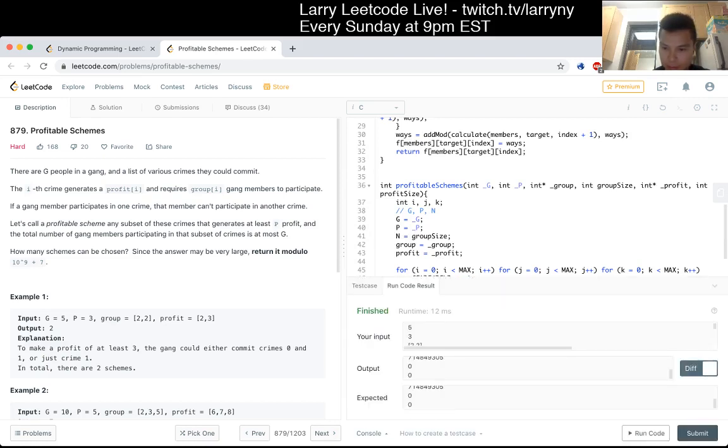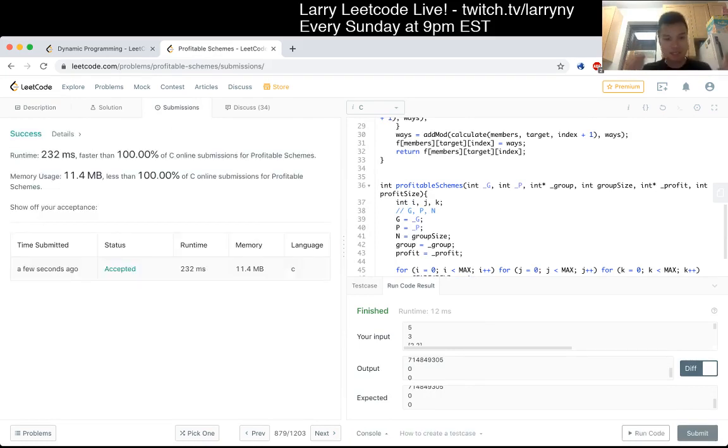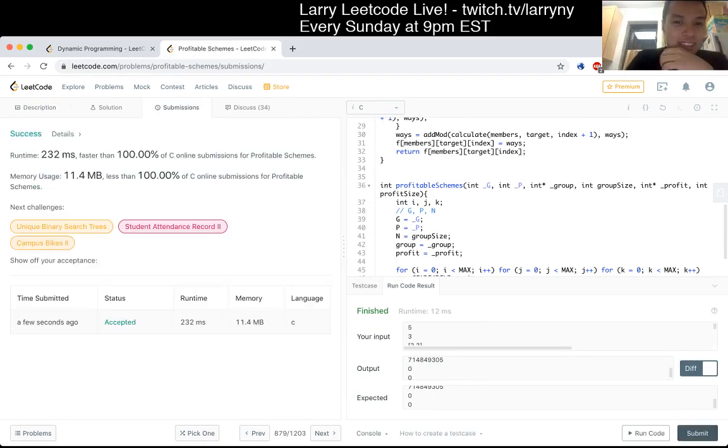Okay. Let's go. Yay! Oh, and it's really fast. But generally people don't do things in C, so maybe that's just a thing. Okay, 7.